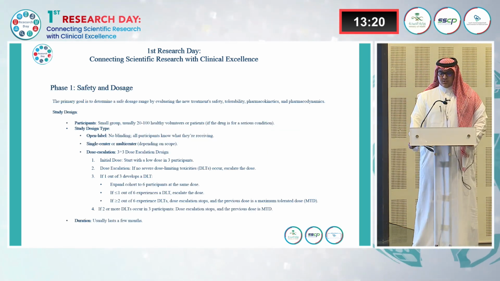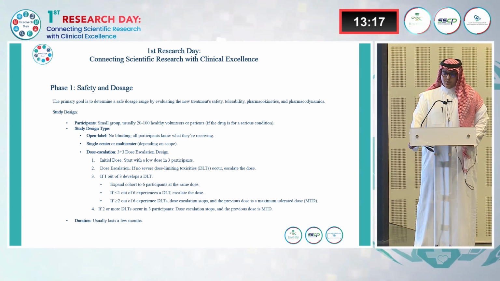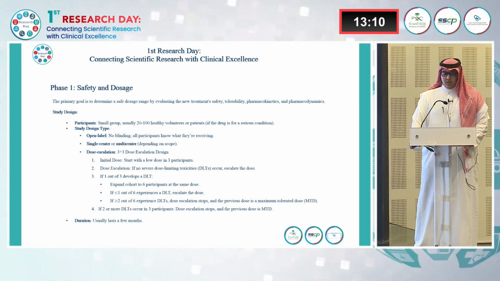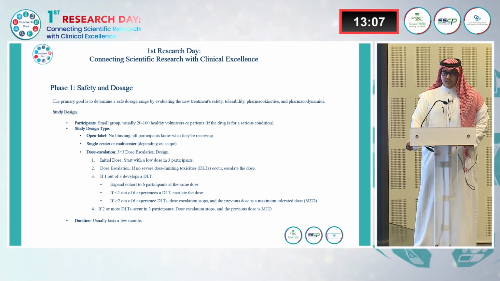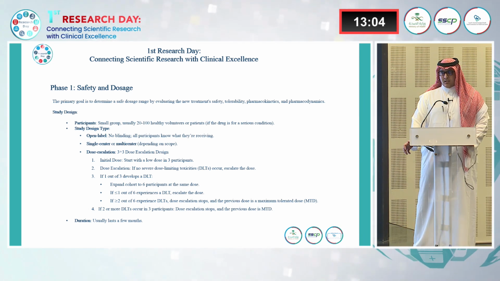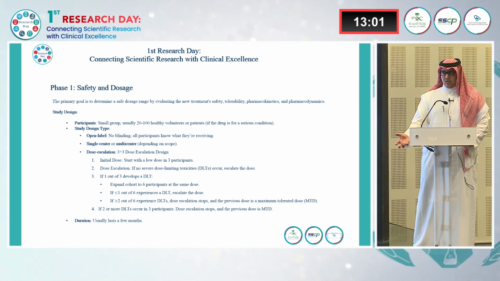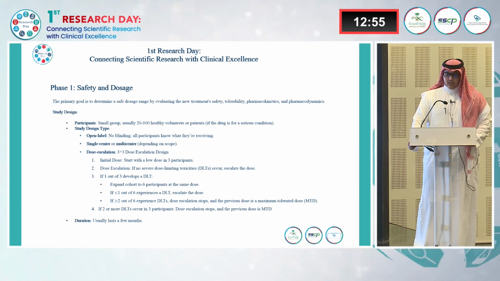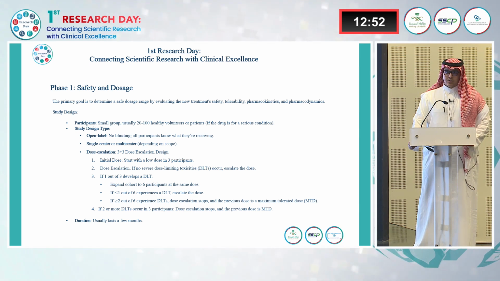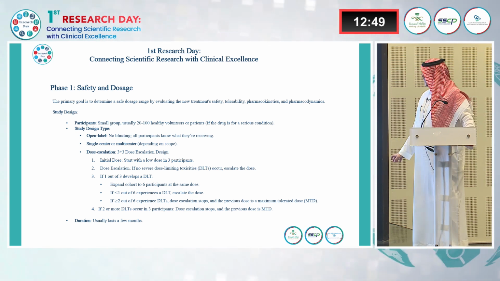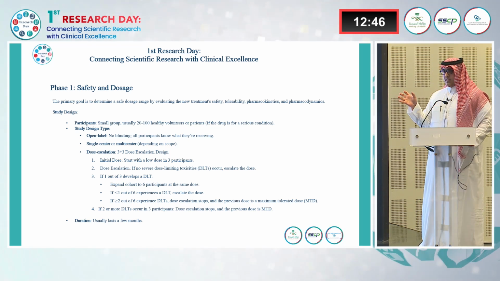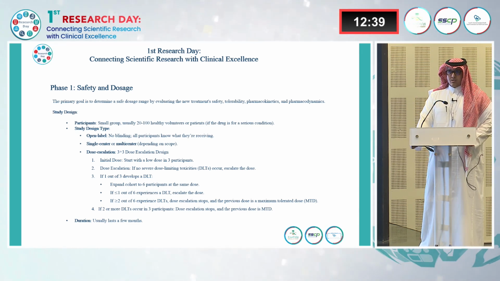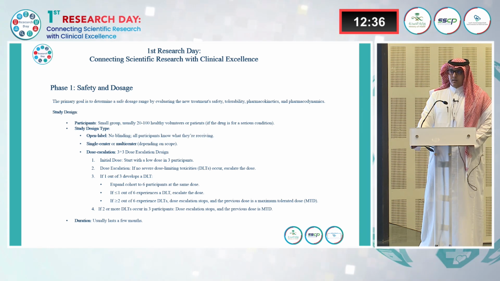In phase 1, which is the safety and dosage, we usually do phase 1 to evaluate the safety of a new treatment and pharmacokinetics and pharmacodynamics, and to see the toxicity from this new molecule. Study design: we use a small number of patients in phase 1, and those patients might be voluntarily healthy, and for some serious conditions, we include patients.